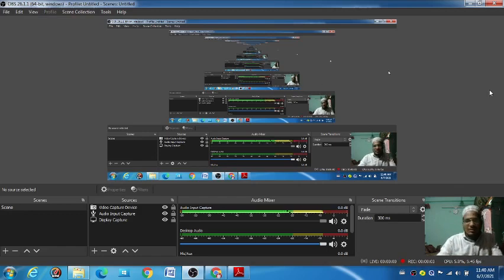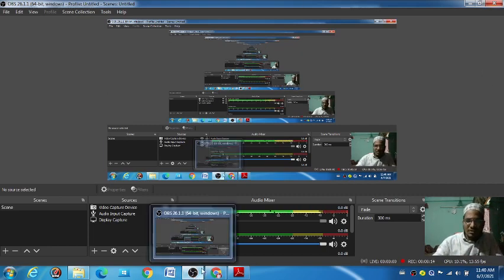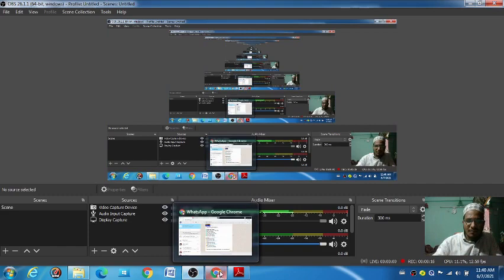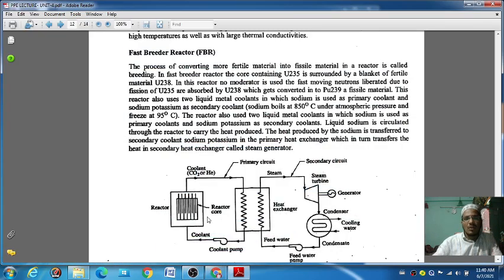Today we are discussing the next topic, fast breeder reactor, in your Power Plant Engineering Unit 4. So this is your lecture 3. Shall we start now? Now we are discussing the fast breeder reactor.